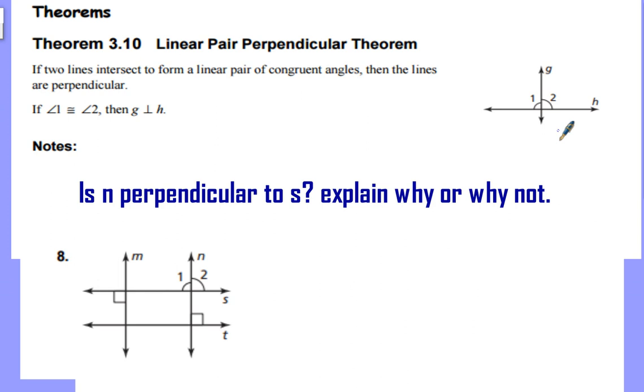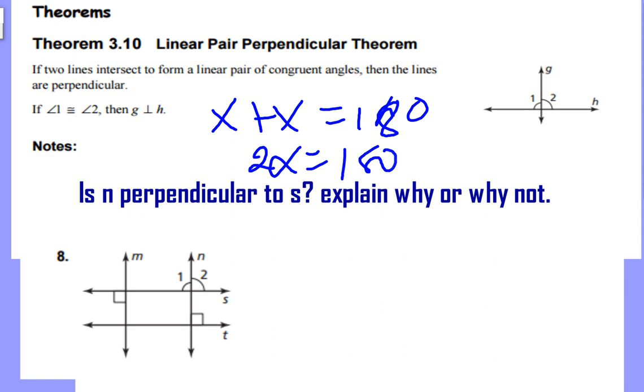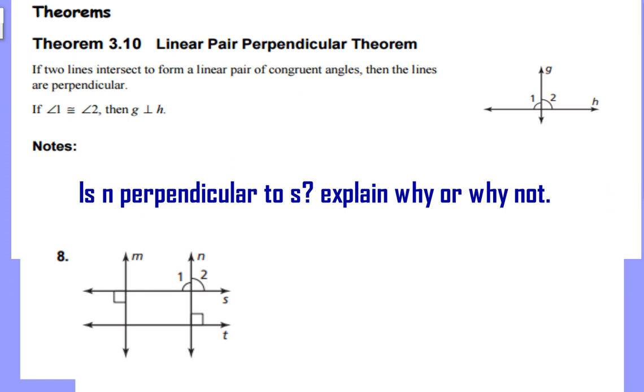Just for example purposes, if two angles, both the same value, add up to 180, the only way this works is if both those angles equal 90 degrees. Okay, so that's a very informal kind of proof of where it comes from. Let's utilize it in some context here. So it says, is n perpendicular to S? Explain why or why not.